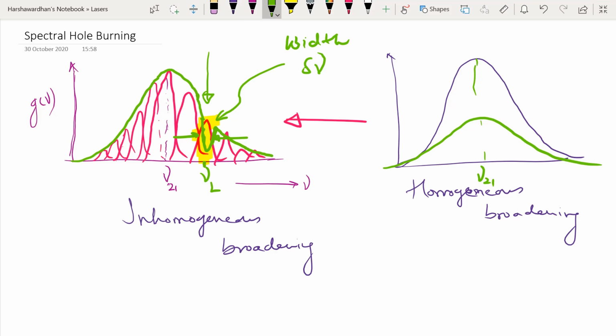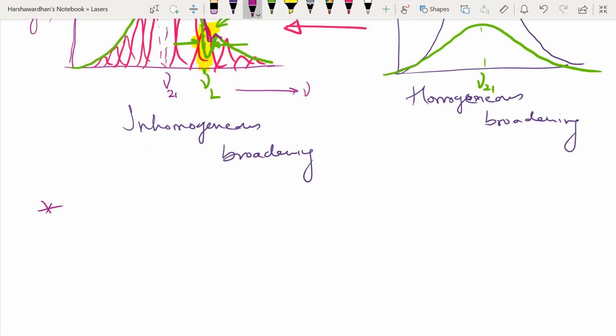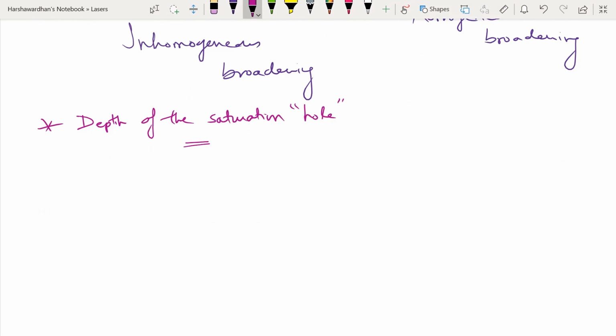Not just that, the depth of the hole depends on the intensity of the lasing radiation within the cavity, as we have seen in our previous lecture. So this hole could be deeper, it could be shallower, and so on. So for example, another level of intensity within the cavity might give you a shallower hole. So the extent of the hole would depend on the intensity. So let me write that out. The depth of the saturation hole depends on the intra cavity intensity.